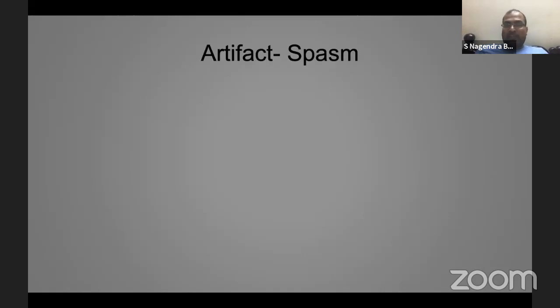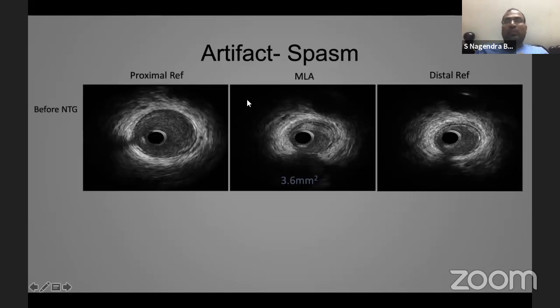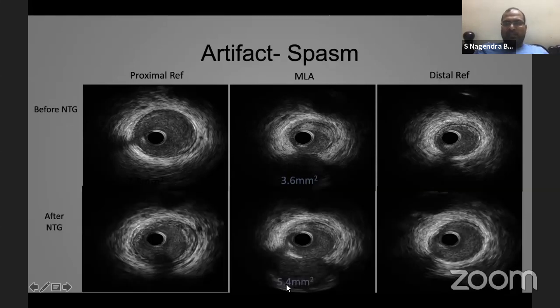This is another important thing: spasm. What is the role of spasm? Before getting IVUS, the patient should ideally have been anticoagulated, just like for a PCI. And this is the lumen area before giving NTG. You see here it is 3.6. After giving NTG, you can see the lumen area is 5.4. So provision of nitroglycerin is a mandatory step without which IVUS should not be done.